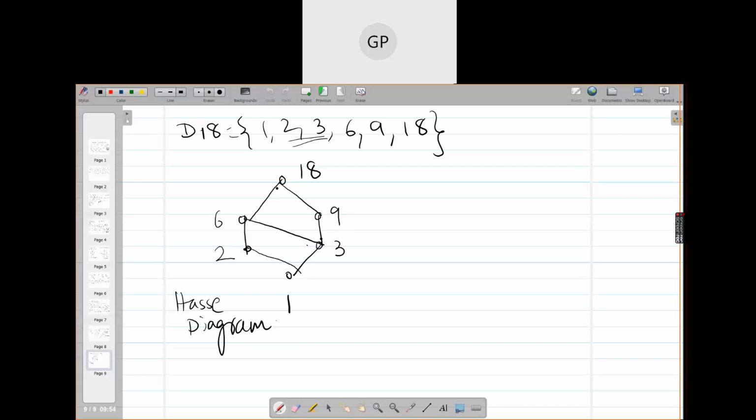In the previous class, we saw how to draw Hasse diagram. A Hasse diagram is drawn for a poset. Poset means a set on which a partial order relation is defined, that is, it is reflexive, antisymmetric, and transitive. So these are various Hasse diagrams we have seen.